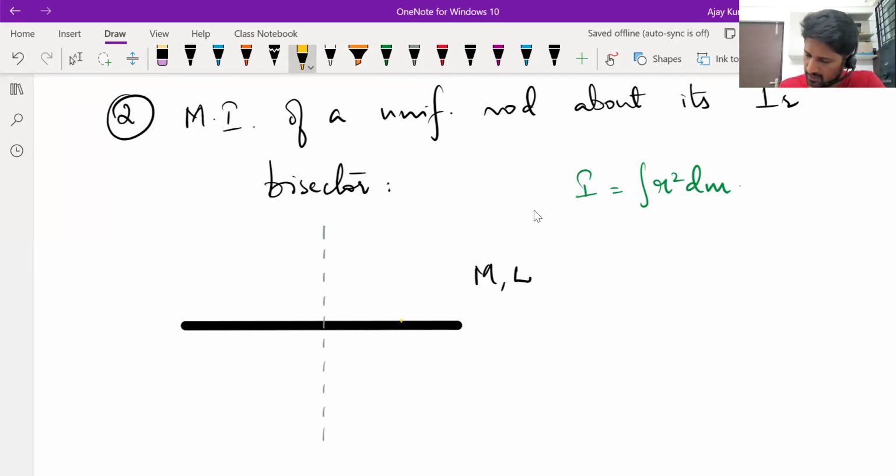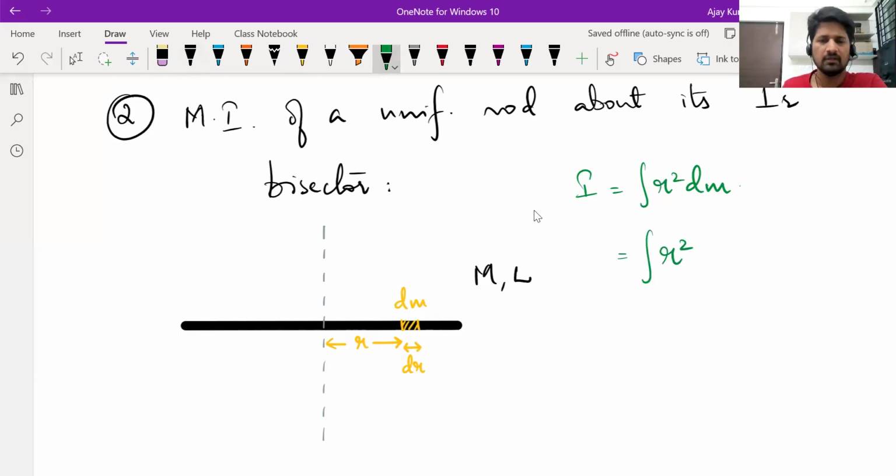We need to choose an element dm, which is at a distance r from the given axis. This time the axis is passing through the midpoint of the rod. So from the midpoint, the distance is r. Okay. And needless to say, the length of the element becomes dr. Now you want to integrate r square dm. For that, you will have to write dm in terms of dr.